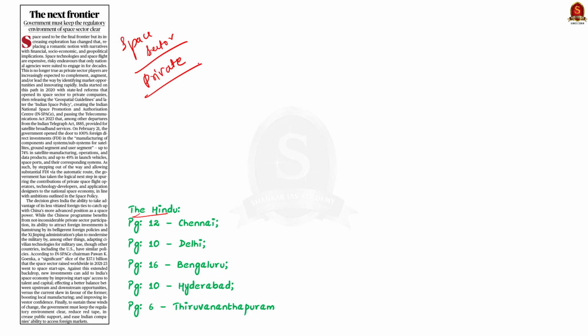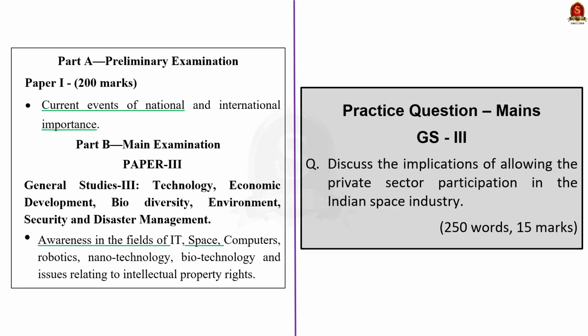Let me read out the question for you. Discuss the implications of allowing the private sector participation in the Indian space industry. This question can be asked in the mains GS paper 3 under the syllabus Awareness in the fields of IT, space, computers, robotics, nanotechnology, biotechnology and issues relating to the intellectual property rights.